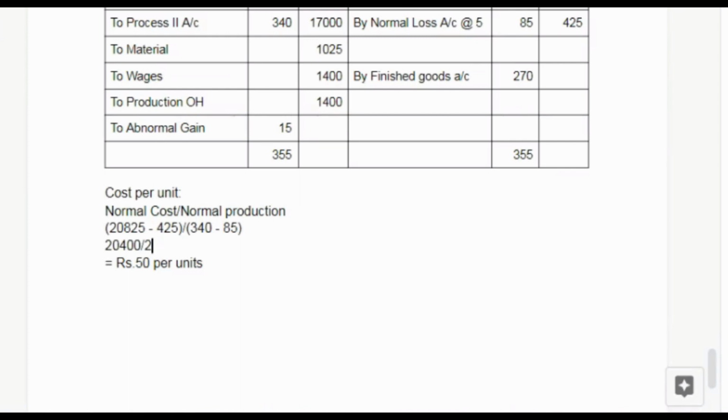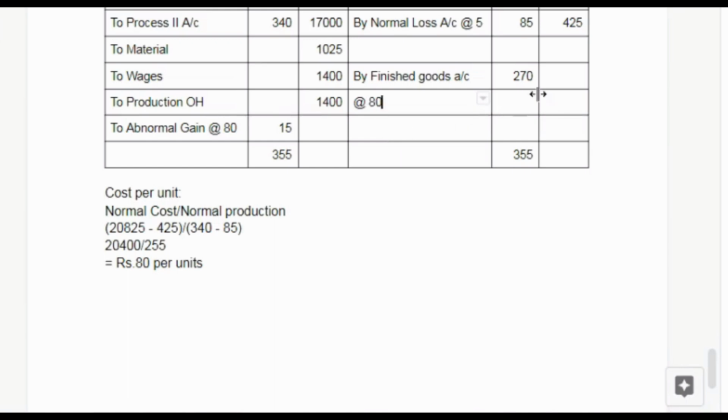255. Now what is the per unit cost? Per unit cost is 80. Yes, 80. So here this abnormal gain is at the rate of rupees 80. And here it is also at the rate of rupees 80.